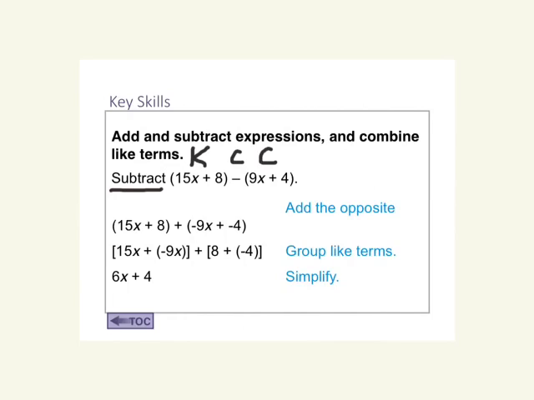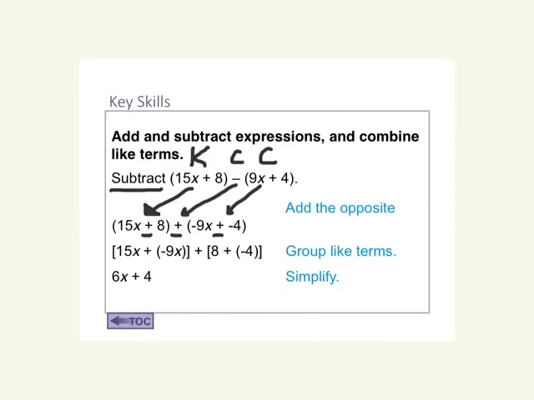So the first set of terms there, we keep them. We change subtraction to addition. And then we change that entire second set of parentheses. So 9x becomes negative 9x. 4 becomes negative 4. Now, as you can see, everything in the problem is addition.